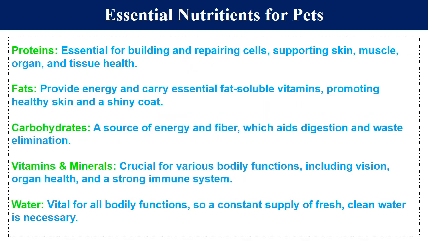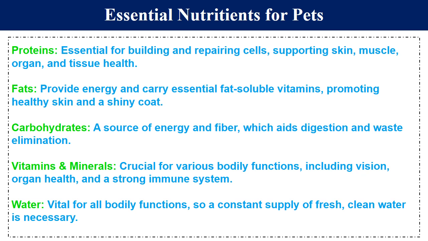Here we will discuss the essential nutrients for pets. As I have already mentioned, first is the protein, which is essential for building and repairing cells, supporting skin and muscle, organ and tissue health. Then the fat, which provides majorly the energy and carries essential fat soluble vitamins, promoting healthy skin and shiny coat. Then carbohydrates, the major source of energy, and the complex carbohydrates which are called fibers, which aid in digestion and waste elimination.